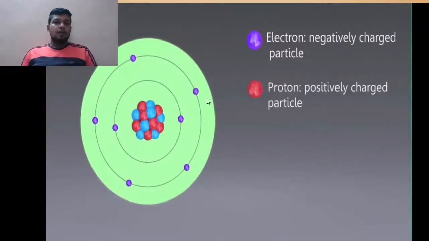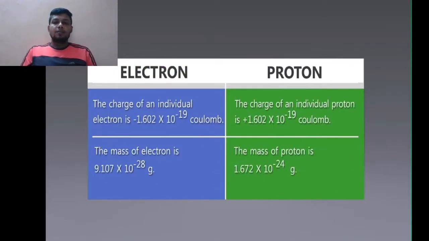Now we know that the electron is negatively charged and the proton is positively charged, and these are some properties of the electron and proton. The charge of an individual electron is minus 1.602 into 10 raised to minus 19 coulombs, and the proton has the same but with a positive sign. The mass of the electron is 9.107 into 10 raised to minus 28 grams, and the mass of the proton is 1.672 into 10 raised to minus 24 grams.